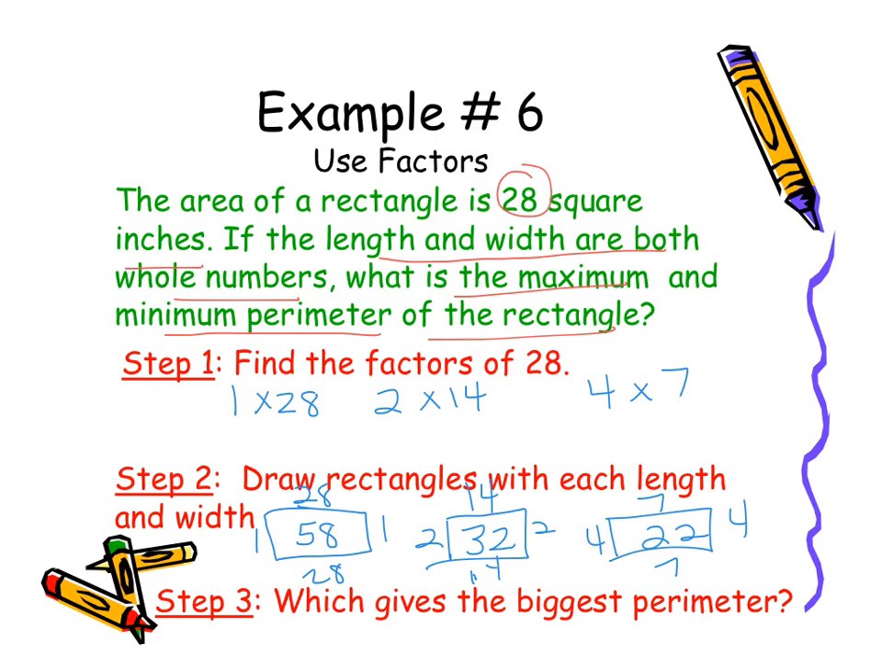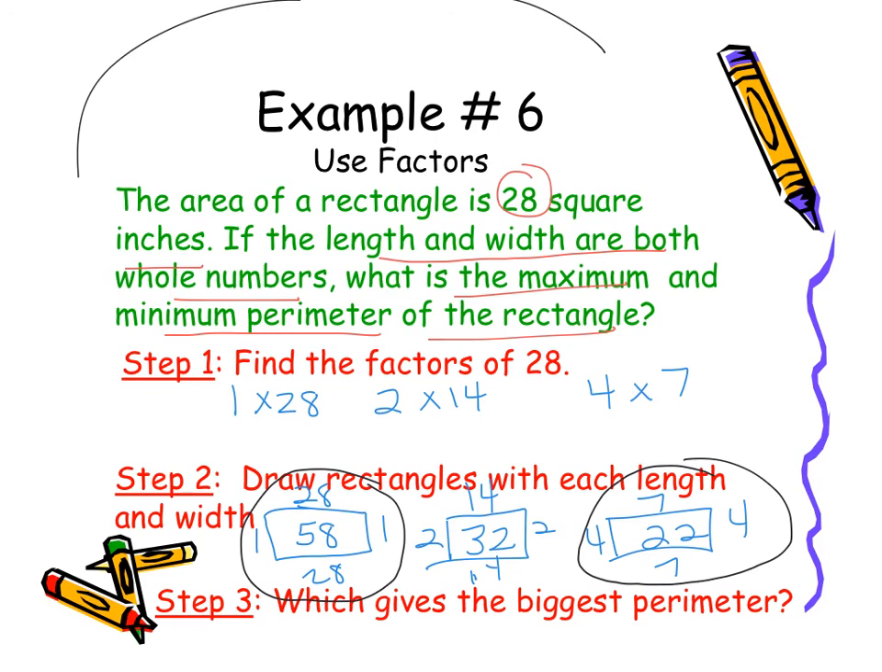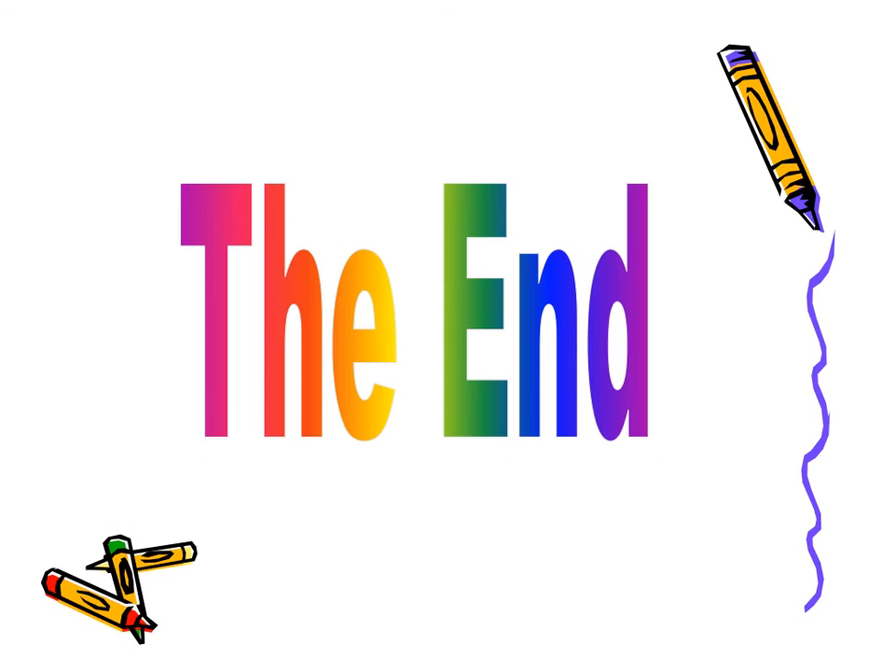So let's see, which one would give us the biggest perimeter? Would be this one, a perimeter of 58 with side lengths of 28 and 1. And the one that would give us the smallest one would be this one right here with side lengths of 7 and 4 with a perimeter of 22. And these type of problems are likely to show up on the ACT. So keep in mind how to work one of these. And that's the end.